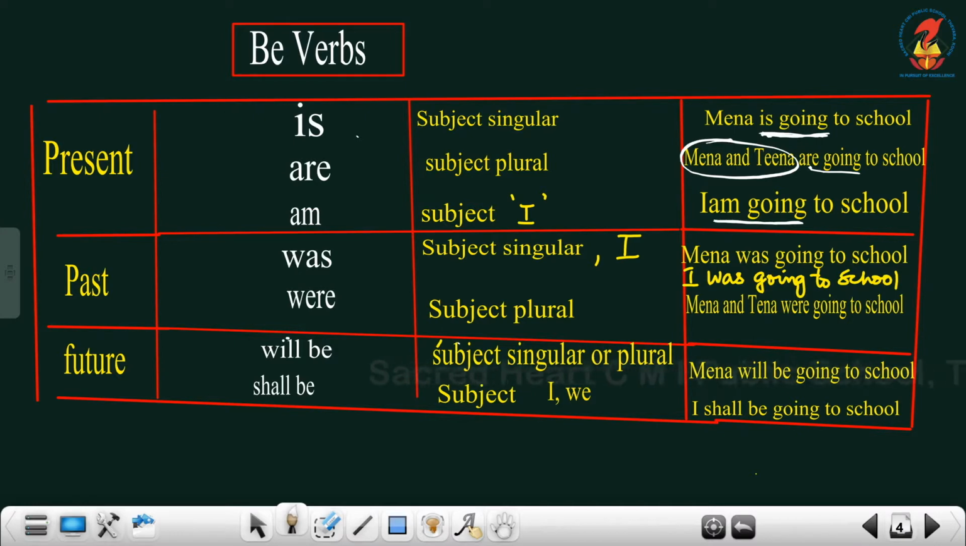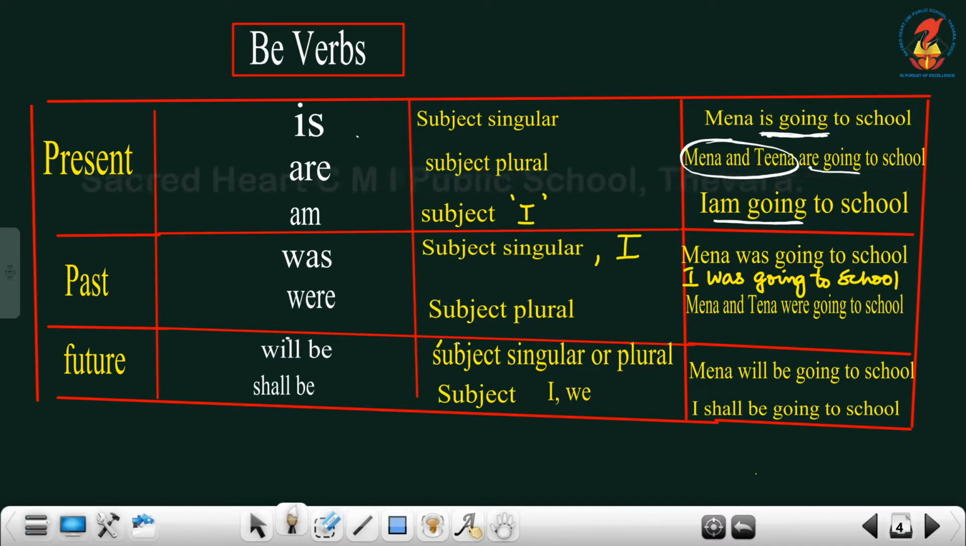So once again, please remember this. The be verbs are is, are, am, was, were, will be and shall be. These are the be verbs. And where do we use these be verbs? Is, are and am are used in the present tense. Was and were are used in the past tense. Will be, shall be are used along with the future tense. Is is used when the subject is singular. Are is used when the subject is plural. And am is used if the subject is I.